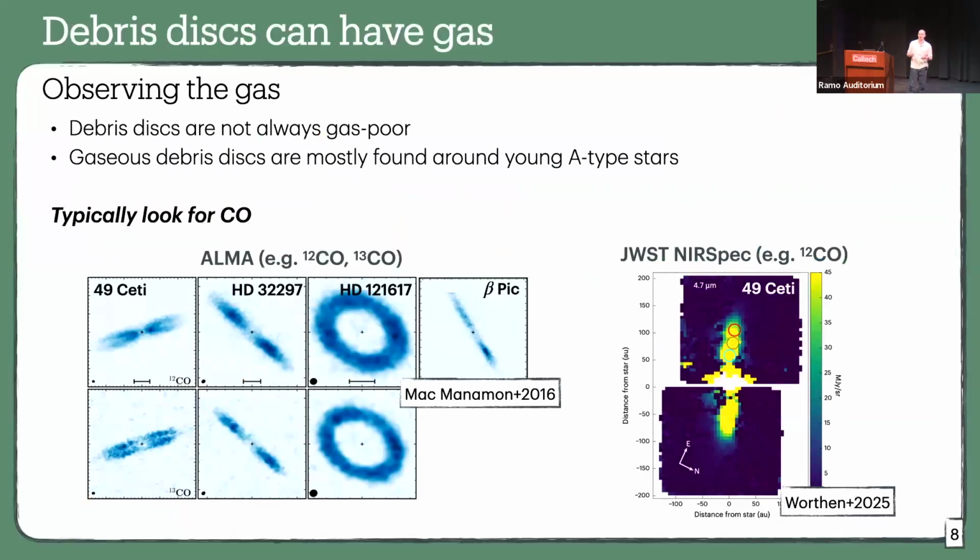And so I've been talking about the dust dynamics, but also from Christine's talk, we know that debris disks can have gas. So gaseous debris disks are mostly found around young A-type stars, and in terms of observing this gas, we typically look for CO. And so this has been done previously by looking for different CO isotopes, like 12CO and 13CO with ALMA. But also just recently, we also managed to resolve the gas with JWST.